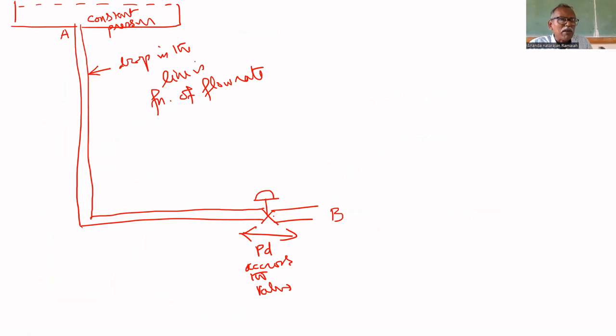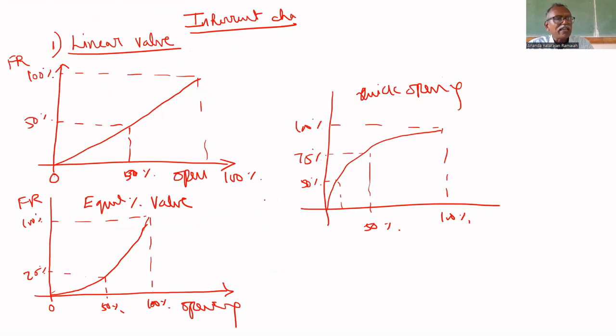When the flow rate is minimum, the line drop is minimum because the flow rate is very small, so the pressure drop across the valve will be large. When the flow rate is maximum, the line drop is more, so the pressure drop across the valve is minimum. That's why it is not uniform; the pressure drop across the valve is varying. If we allow the pressure drop to vary, how will the characteristic vary? The linear valve will look like this.